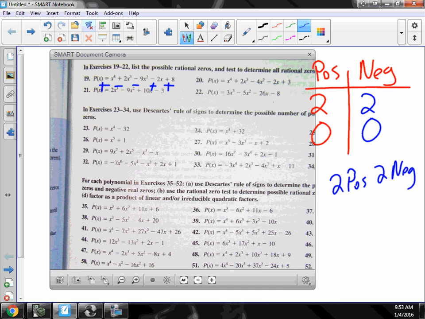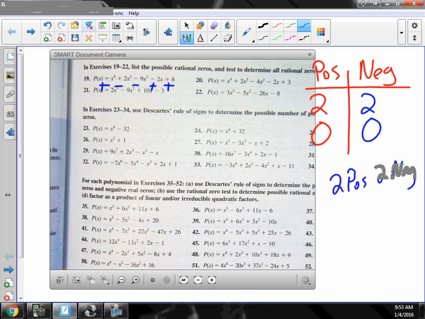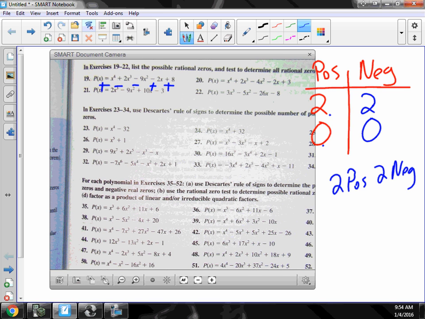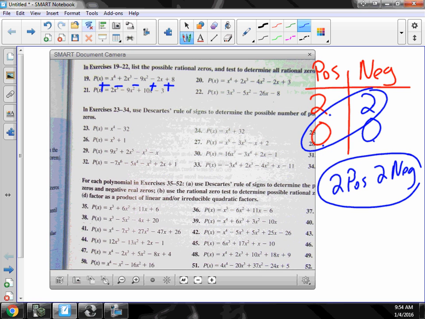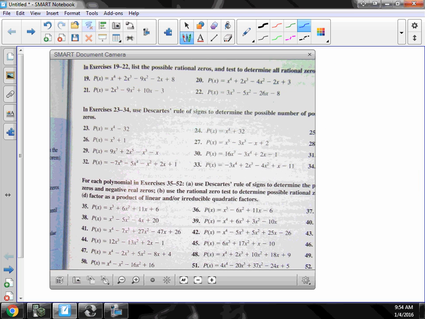How come? How do I know there have to be positive roots? Well, there are either 2 positives or no positives. There are either 2 negatives or no negatives. How do I know there have to be 2 positives and 2 negatives? There are 4 roots total. So 0 plus 2 won't be enough. And 0 plus 0 won't be enough. So there have to be 2 positives and 2 negatives. Okay.